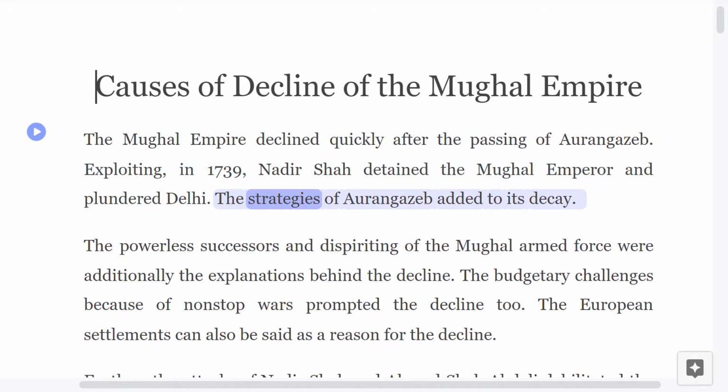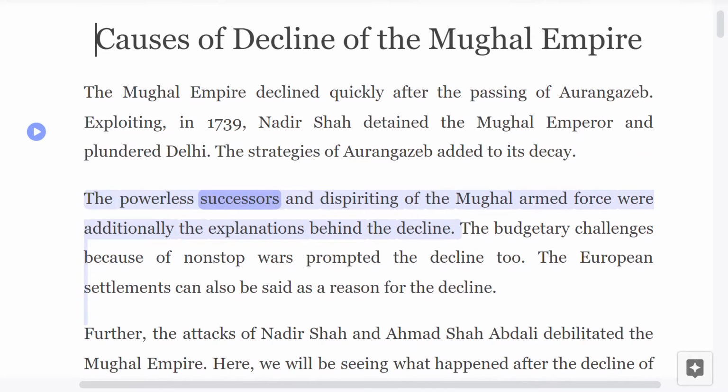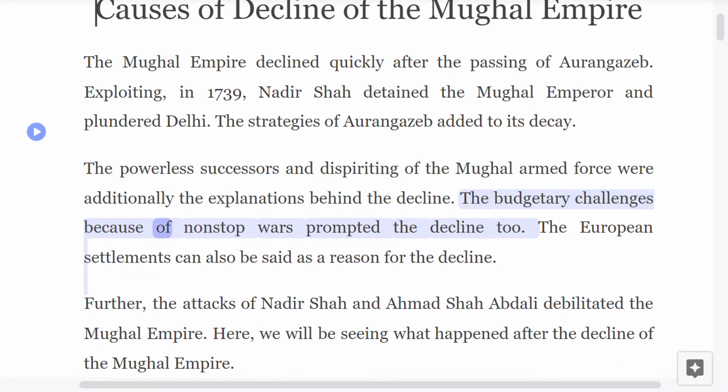The strategies of Aurangzeb added to its decay. The powerless successors and demoralization of the Mughal armed force were additionally the explanations behind the decline. The budgetary challenges because of non-stop wars prompted the decline too.